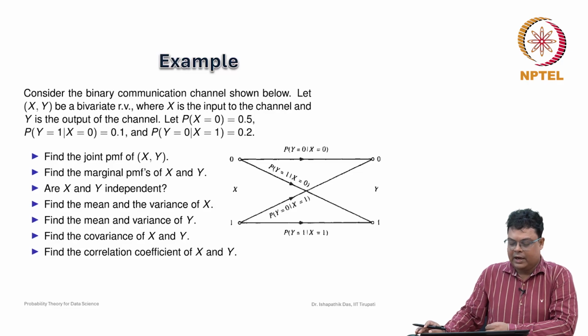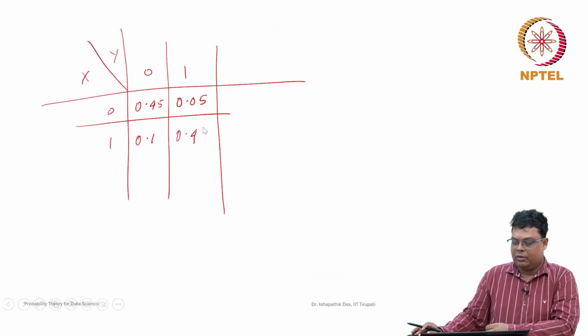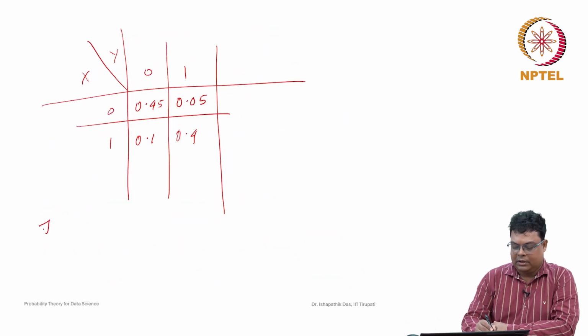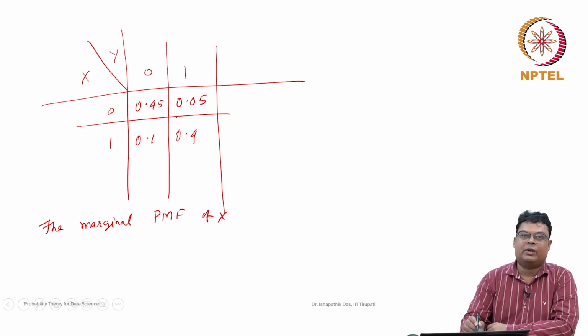Next question is to find the marginal probability mass function of X and Y. The marginal probability mass function of X is already given: probability of X equal to 0 is 0.5. So the marginal probability mass function of X is actually given, but from the joint probability mass function also we can check whether our computation is correct or not.